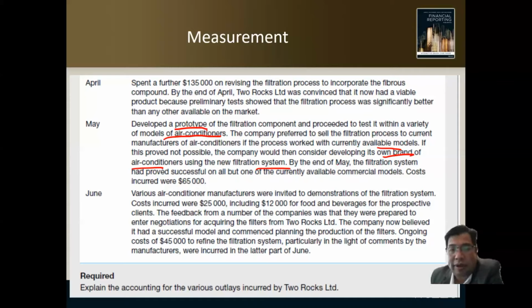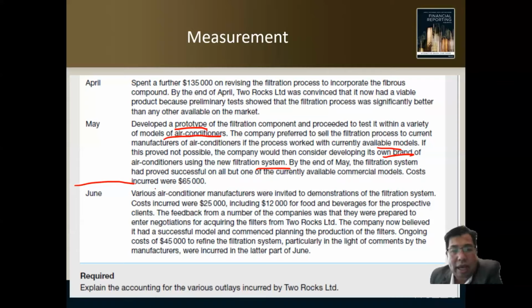By the end of May, the filtration system had proved successful with one of the currently available commercial models, cost incurred 65,000. So during the test, now they realize that they have a chance to commercially produce that product. Okay, so this is a good indication there. End of May.